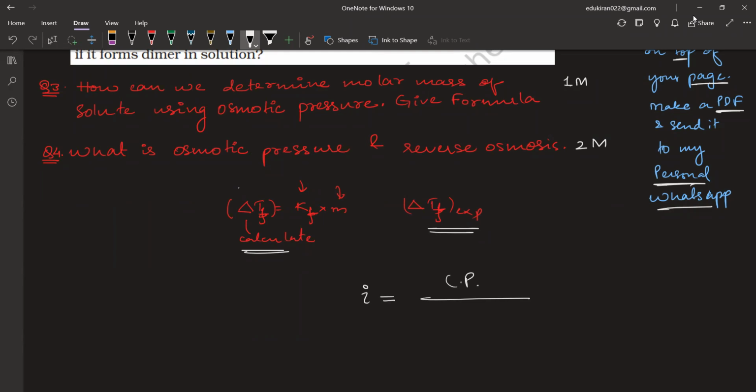Colligative property, experimental or calculated upon colligative property. You look at the notes and tell me what is the Van 't Hoff factor? It is colligative property experimental upon calculated, right? Okay, is that correct? Yes or no? Please tell me. You all will get this now. Yes or no? Okay, fine.